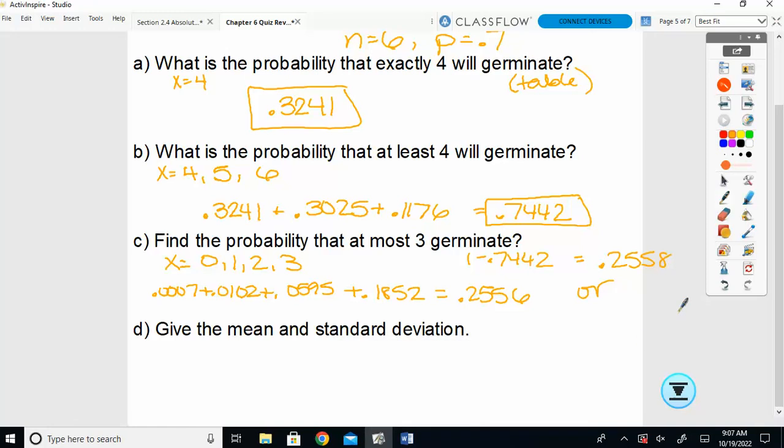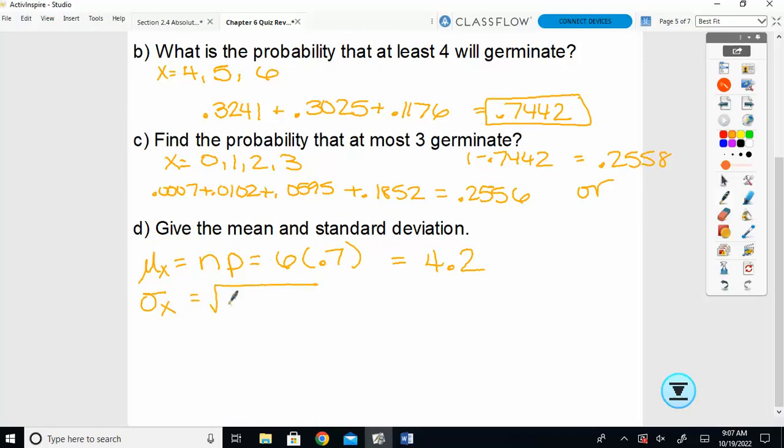All right, mean and standard deviation. This is probably the easiest mean and standard deviation we can calculate. If you look at your formula sheet, the mean for a binomial is just n times p. So at the beginning, we knew the n was 6, the p is 0.7, so we get a mean of 4.2. Standard deviation for a binomial is the square root of n times p times 1 minus p. So n is 6, p is 0.7, 1 minus 0.7 is 0.3. And we should get 1.1225.